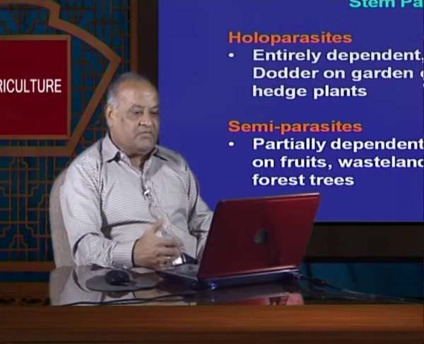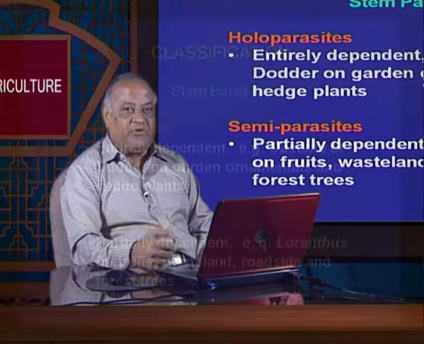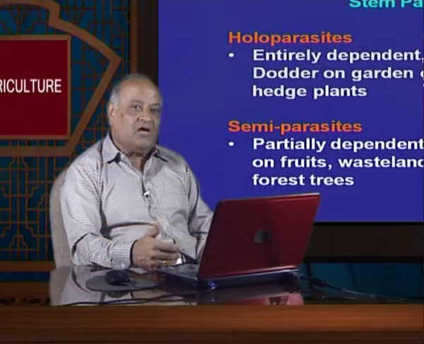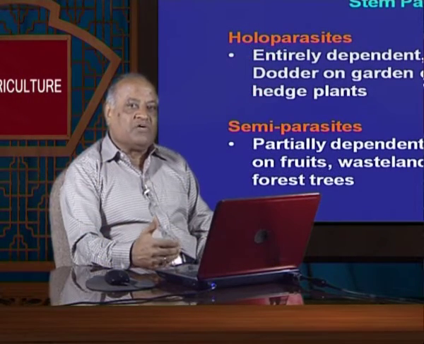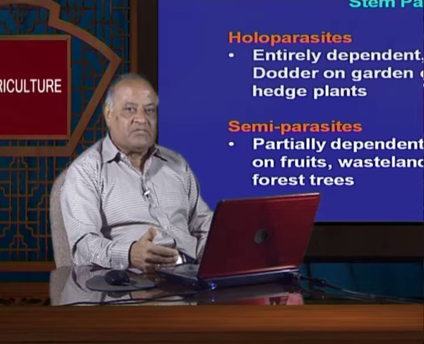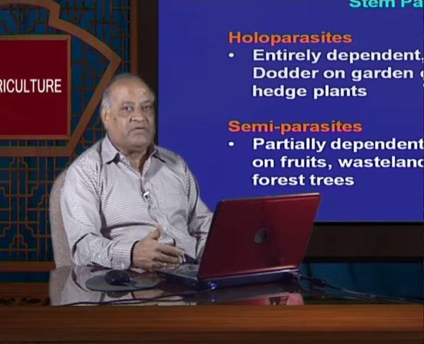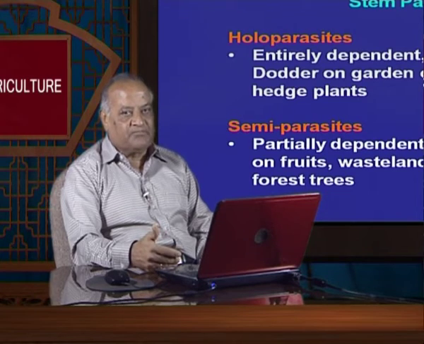Then we classify these types of phanerogamic parasites. There are two types of parasites, one is stem parasite and another is the root parasite. We first take the stem parasites. They are of two types, holoparasites and semiparasites. Holoparasites are those parasites which are totally dependent on their host plants, and semiparasites are those parasites which are partially dependent on their host plants.